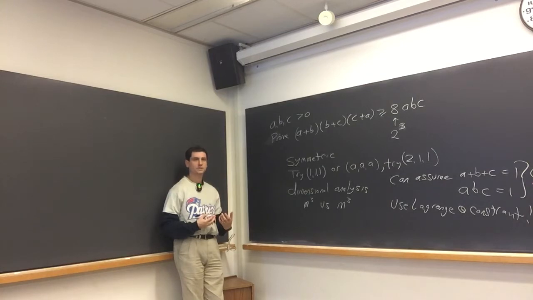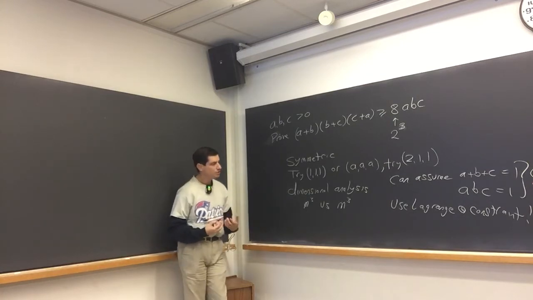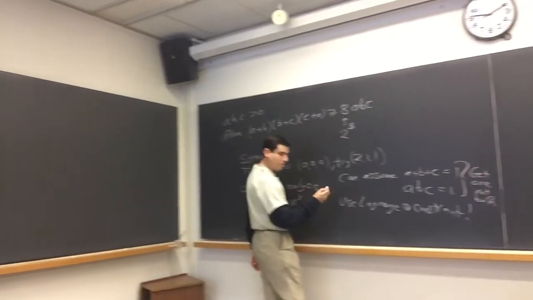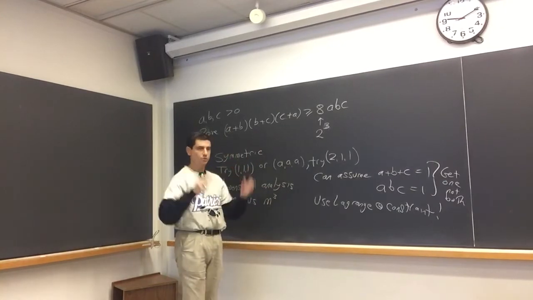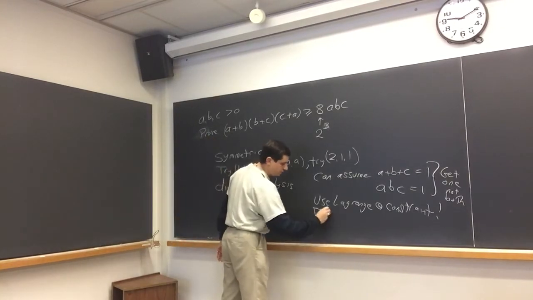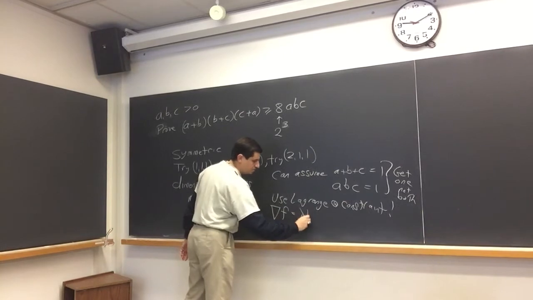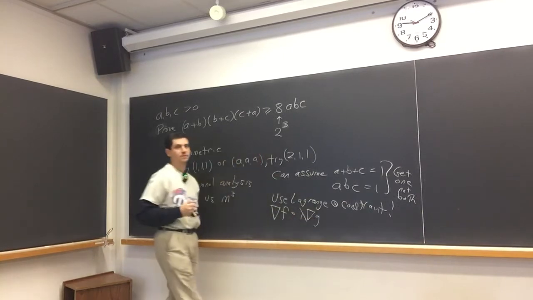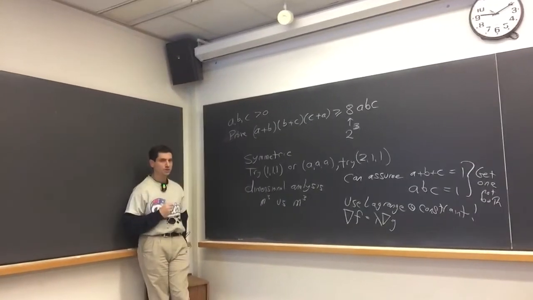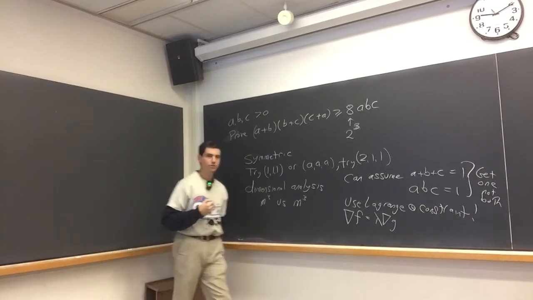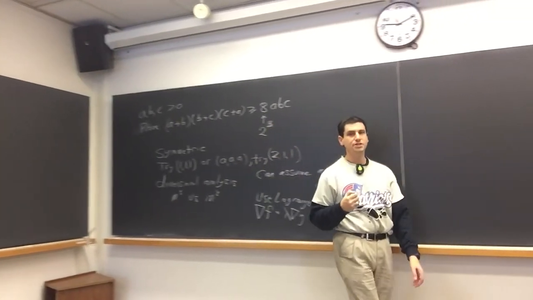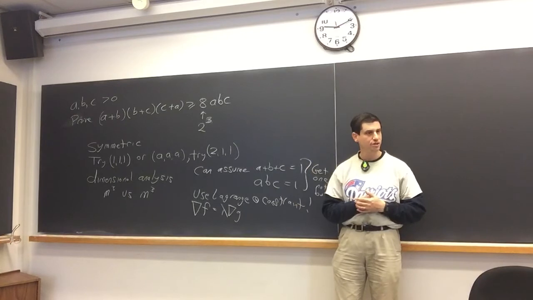Yes? What's a Lagrange multiplier? So Lagrange multipliers is if you want to maximize or minimize a function f subject to a constraint, you want the gradient of f to equal lambda times the gradient of g. And so we will definitely talk about Lagrange multipliers when we get to inequalities. This is just meant to be a quick introduction to the subject.